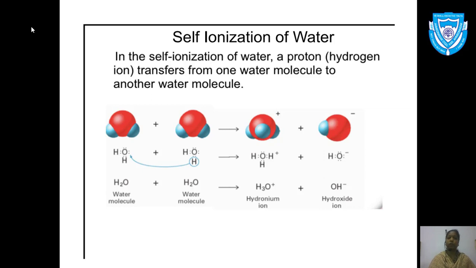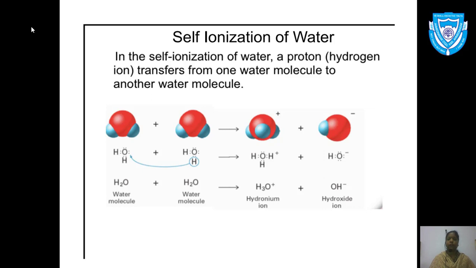self-ionization of water. This is the small topic of self-ionization of water, or auto-ionization of water. Here, see the reaction: water plus water forms H3O plus, the hydronium ion, plus OH minus, that is the hydroxide ion. So one water molecule is donating its proton to another water molecule, and it forms the H3O plus ion, that is the hydronium ion, and the OH minus ion.